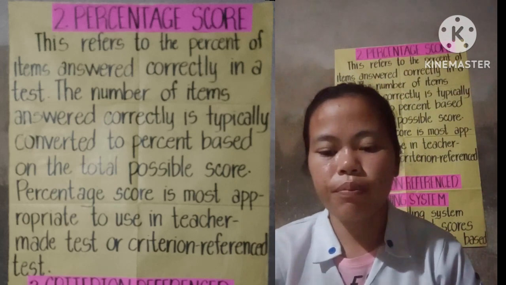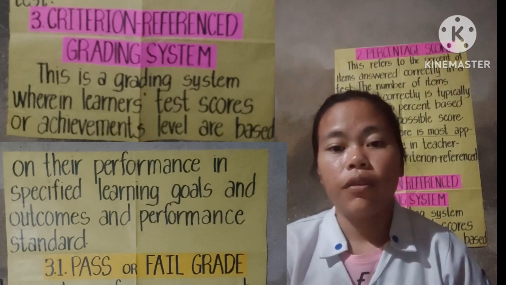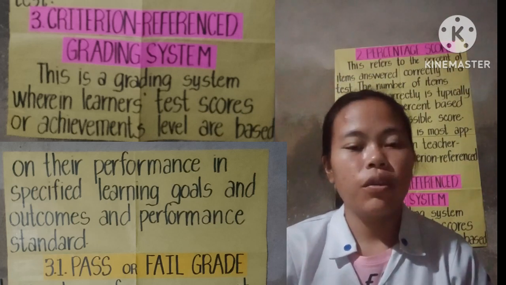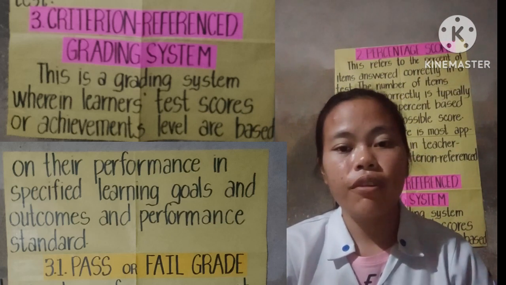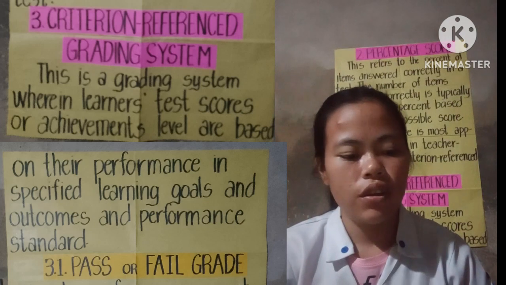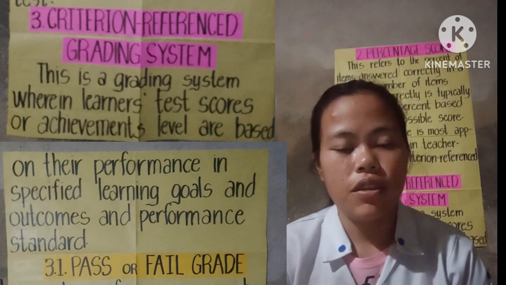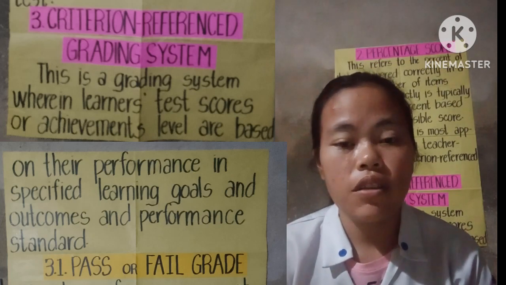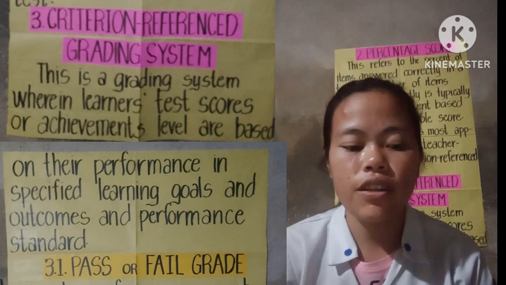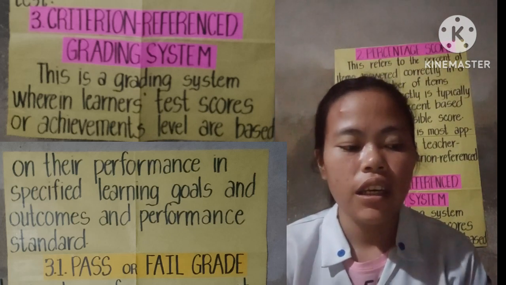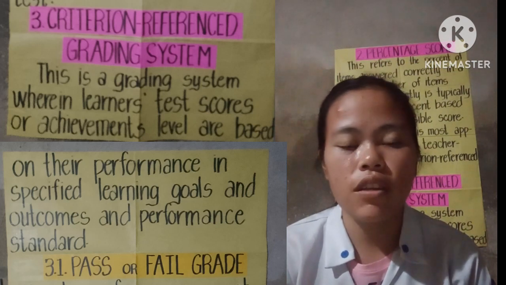So, let's proceed to criterion reference grading system. The criterion reference system is under the derived scores. First, let's tackle this criterion reference grading system. This is a grading system wherein learners' test scores or achievement levels are based on their performance in specified learning goals and outcomes and performance standards.